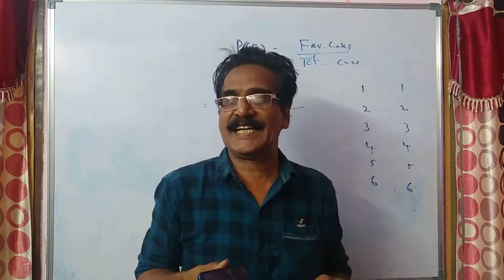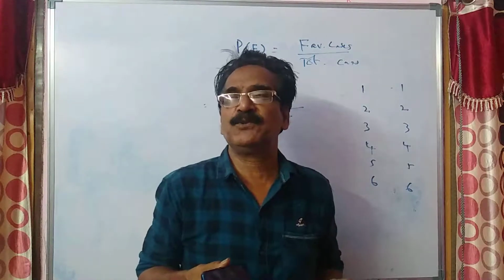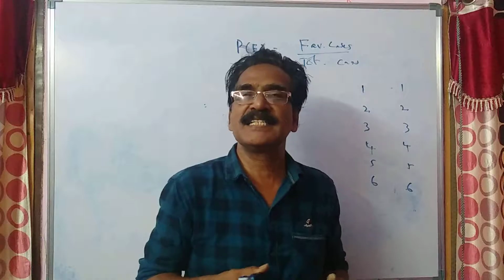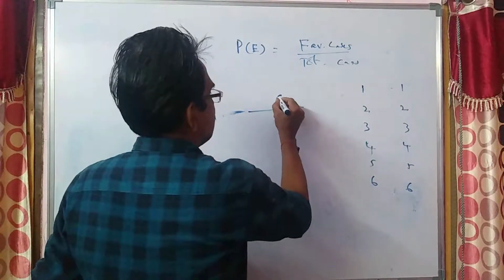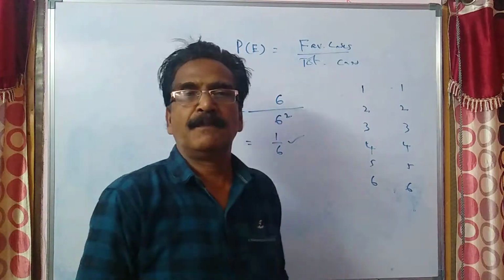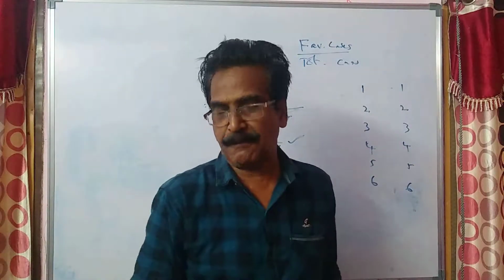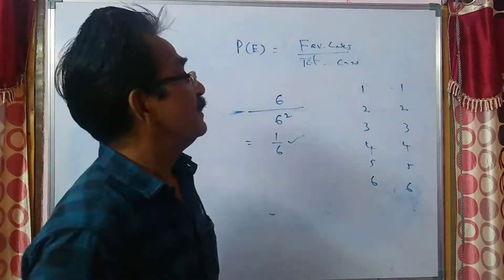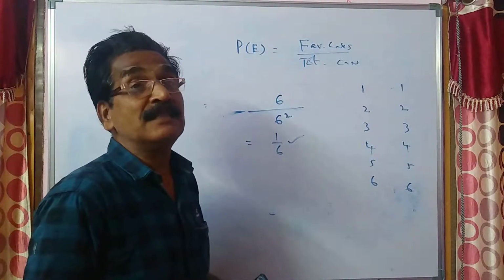Where the sum on the two dice is 7. So 6 cases, 6 by 6 squared means 1 by 6 is the probability. So this type of problem is important, finding the probability of a sum.